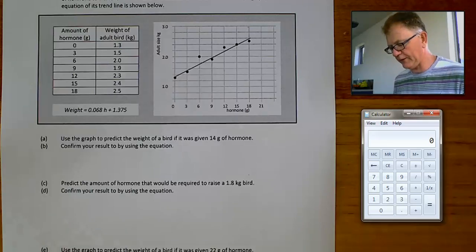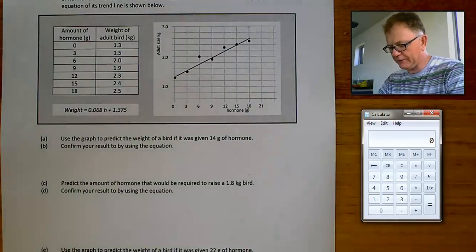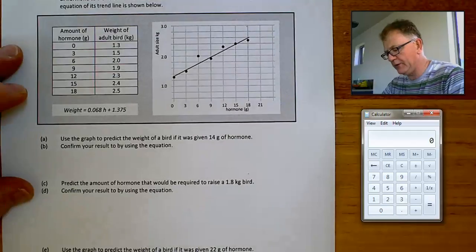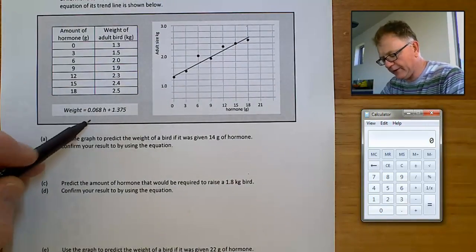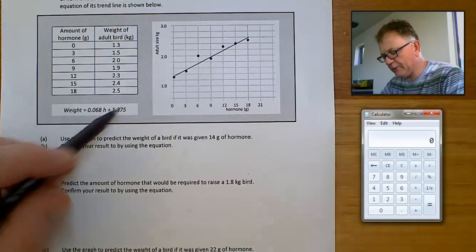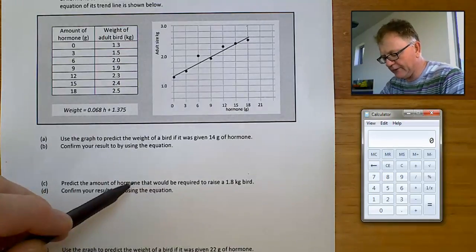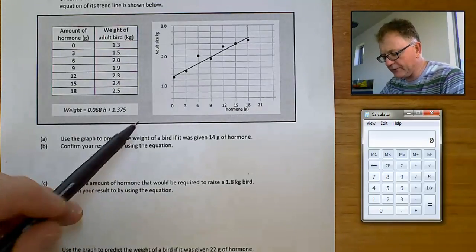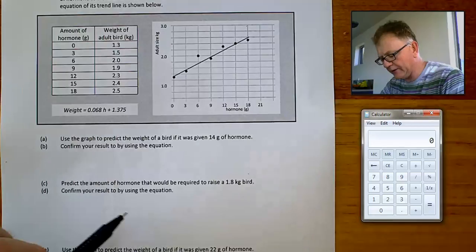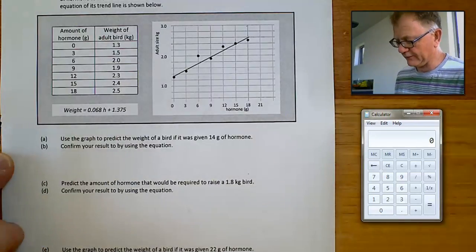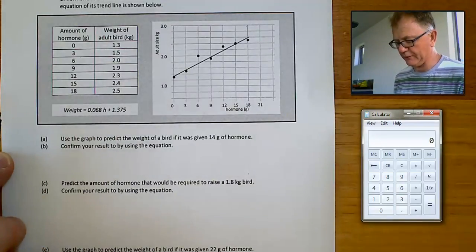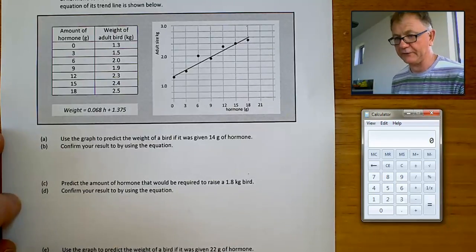In this example, we're presented with some data which is already presented in the form of a graph, a table, and a linear relationship which models the graph. In other words, the regression has been done to work out the equation here. What we have to do is make some predictions from the graph and from the equation, and then discuss the reliability of what we've come up with.